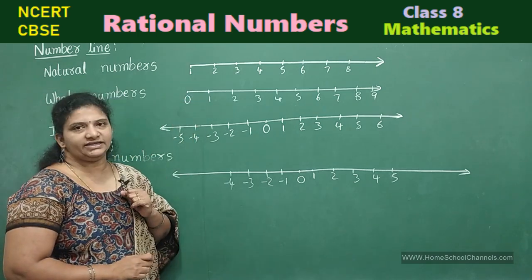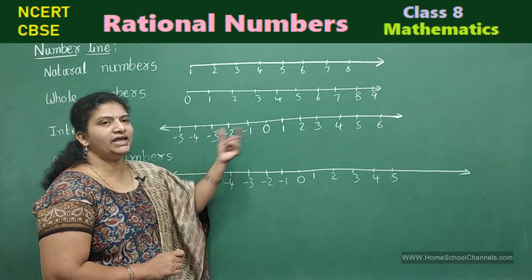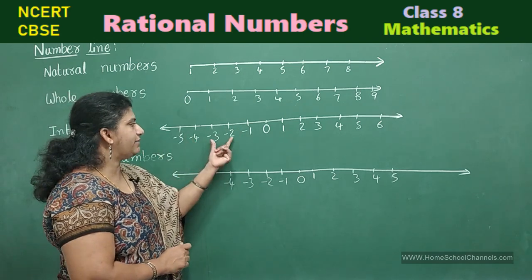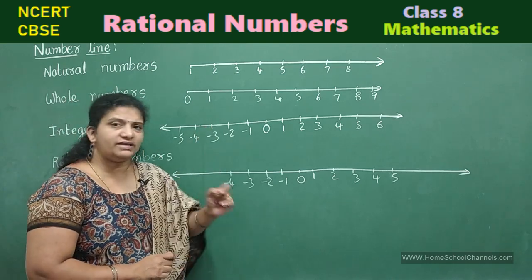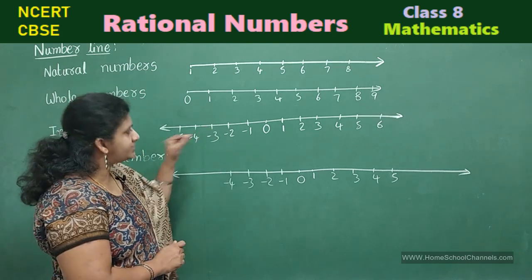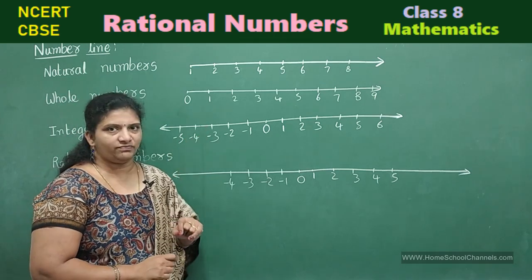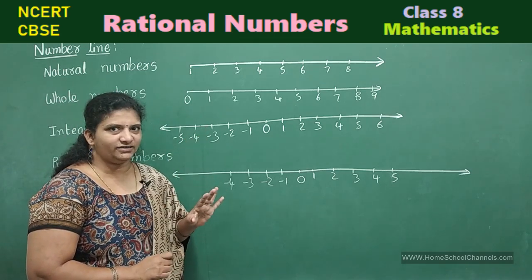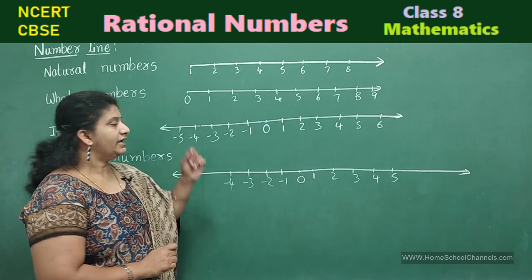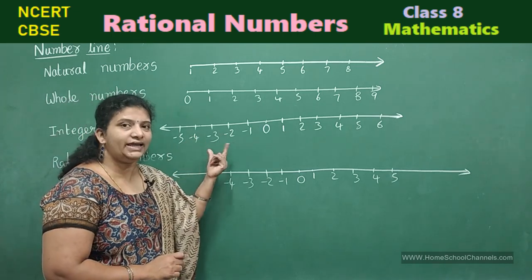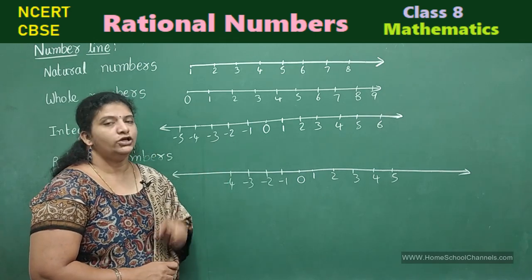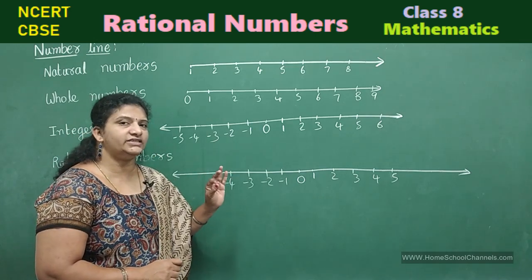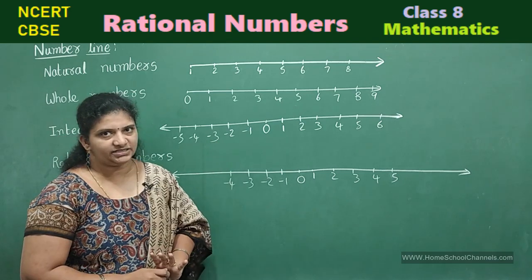Coming to integers. In between any two numbers, suppose let me take -3, -2. Can you see any other number inside? If you say -2.5, it is not an integer. I am asking here, can you say any other integer in between these two integers? No, there is no other integer in between these two integers.